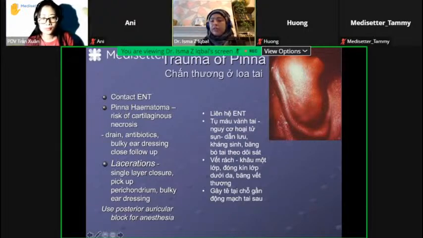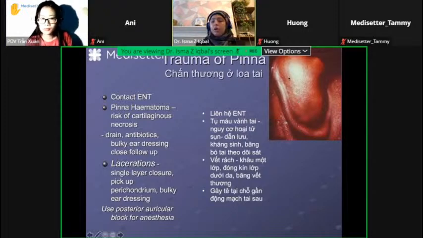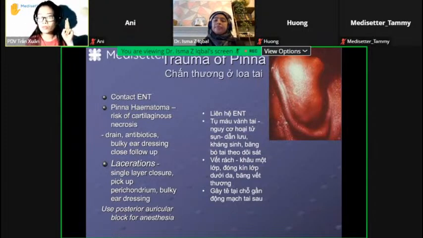So to treat this, you would block the ear by doing local anesthetic behind the ear, in front of the tragus, and around the ear to try and numb the entire ear. You would make an incision along the length of the border of the pinna and drain any fluid out.